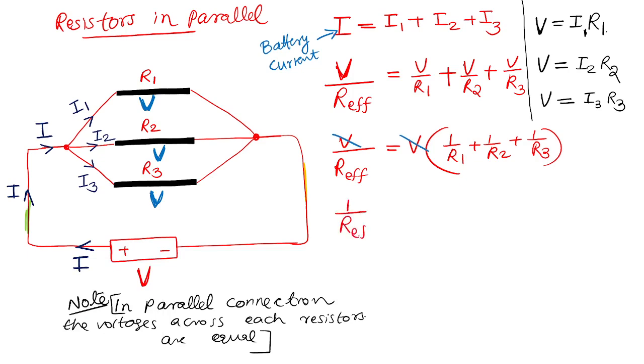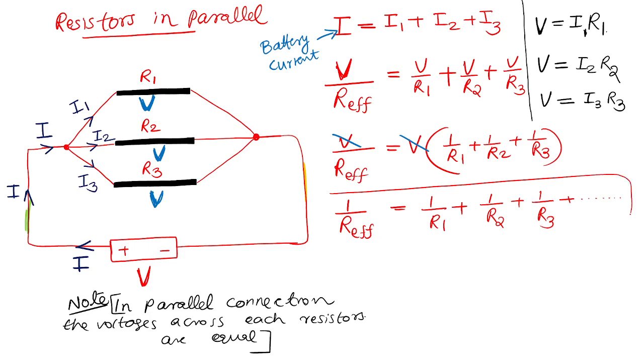Let me generalize this. If there are more resistors like R4, R5, etc., let me write the general equation. So our conclusion is, if R1, R2, R3, etc. are in parallel connection, the effective resistance is given by this formula. Effective means the total resistance of the entire system. 1 by R effective equals 1 by R1 plus 1 by R2 plus 1 by R3, etc. This formula you have to memorize.